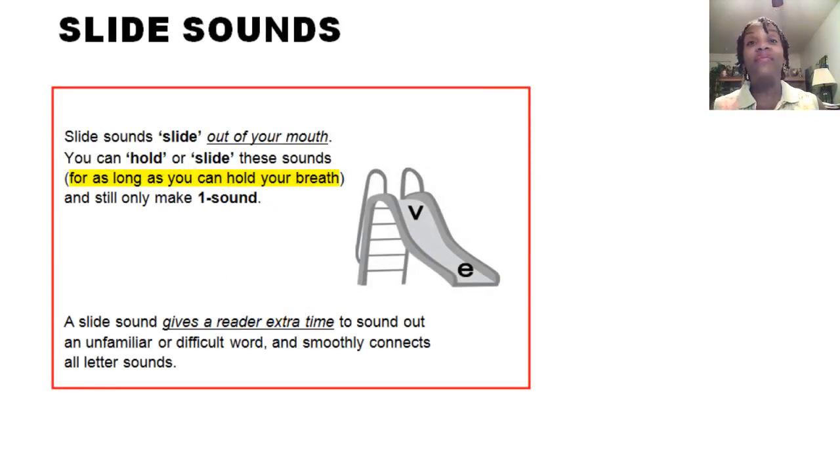Now, this is the final installment of all the slide sounds today, right? So before we officially get started with the class, let's talk again about what a slide sound is. A slide sound is a sound that can slide out of your mouth, right? It's a sound that you can hold, or slide, for as long as you have breath and still only make one single solitary sound, right?